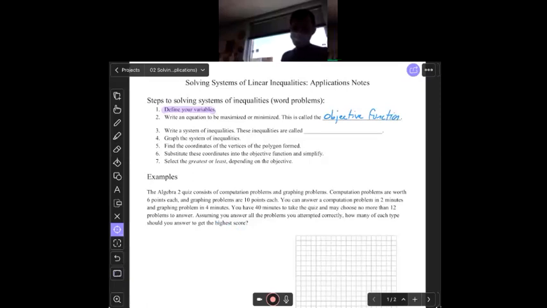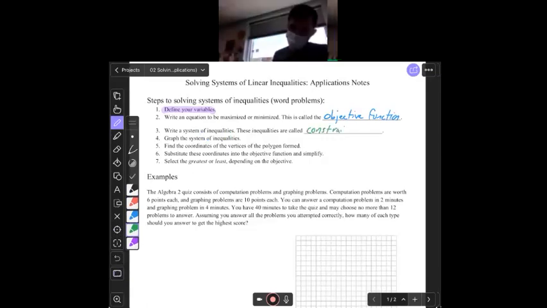Then we're going to write a system of inequalities. So what we were graphing on Friday, system of inequalities. But these inequalities are called our constraints. So what are the limiting factors to what's going on? Those should be our inequalities, that we don't have an infinite amount of supplies or resources or time, stuff like that.